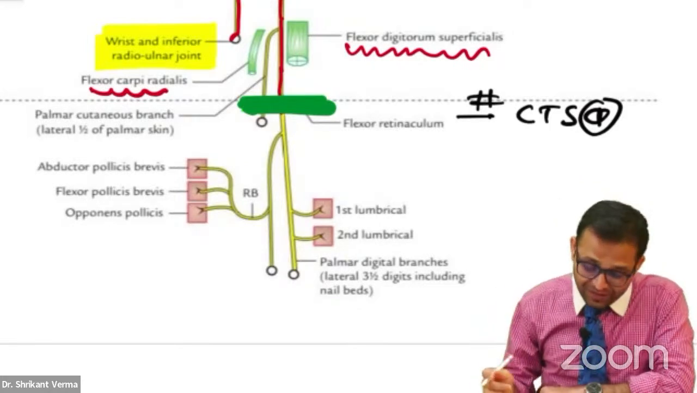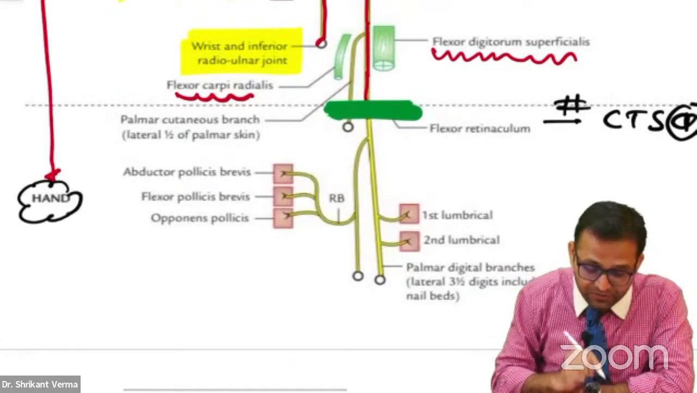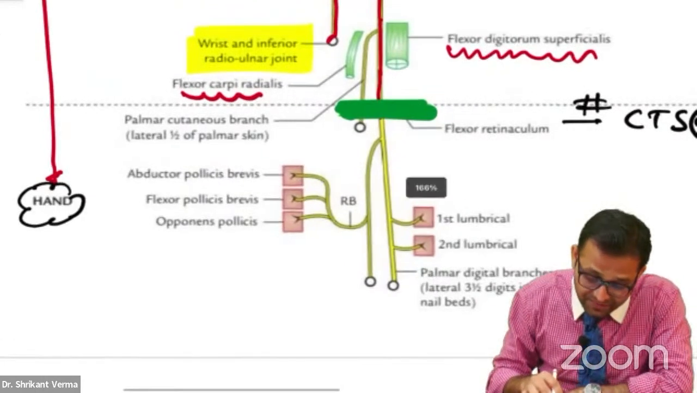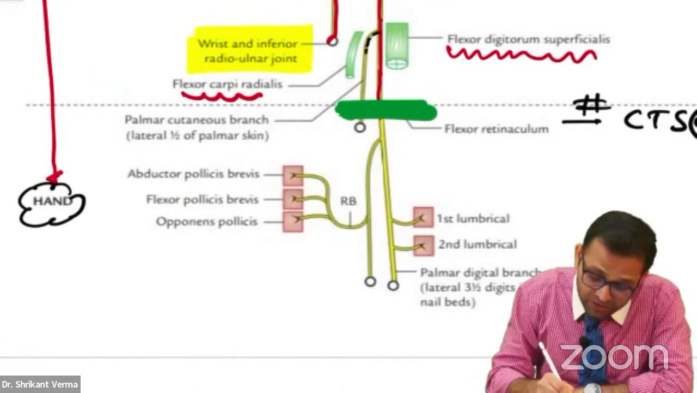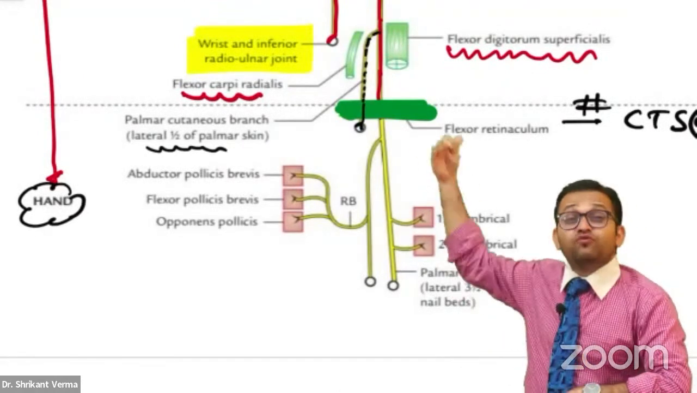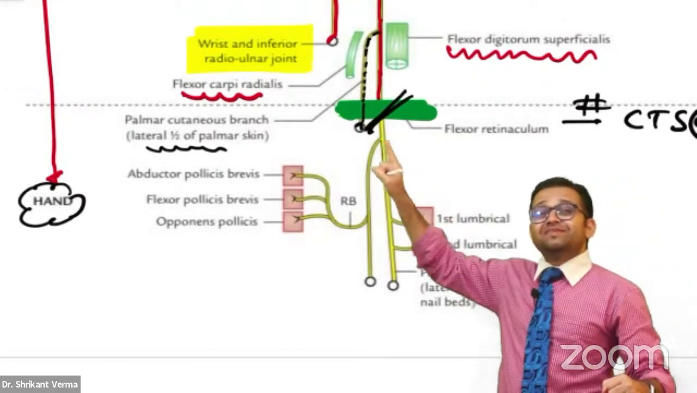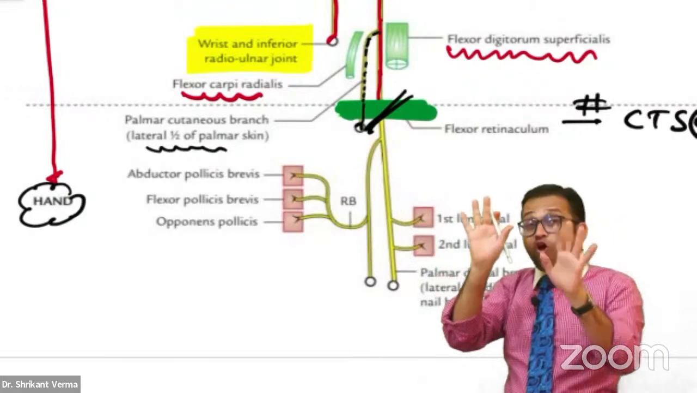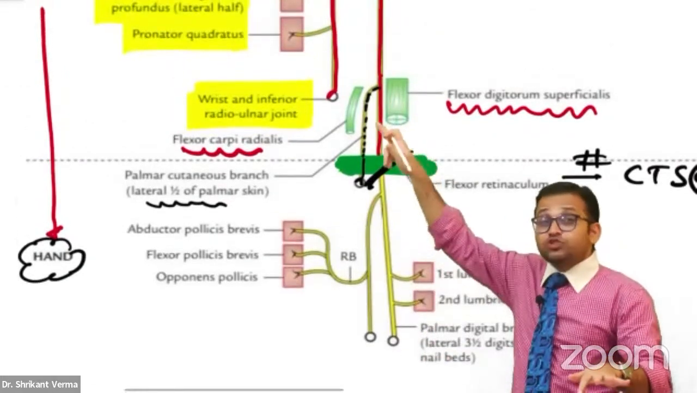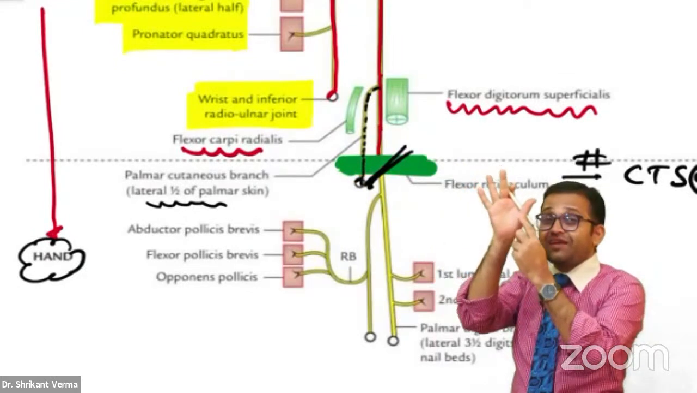You are right, beta. Now see, it is important to know the course of this median nerve in the hand. You can see it gives one palmar cutaneous branch to the lateral half of the palmar skin before the flexor retinaculum. So if there is carpal tunnel syndrome, remember the sensation over the thenar eminence will be normal. Why? Because this cutaneous branch is given before the flexor retinaculum, over the thenar eminence.